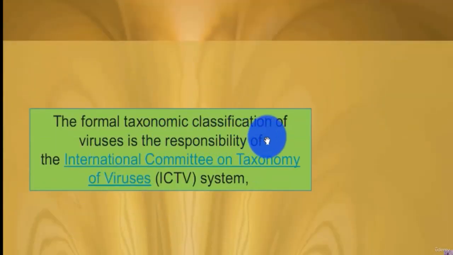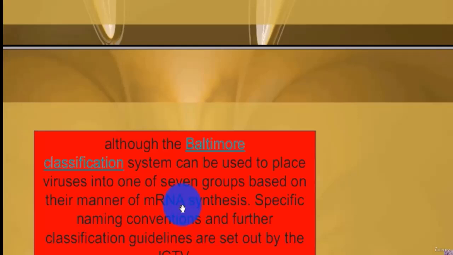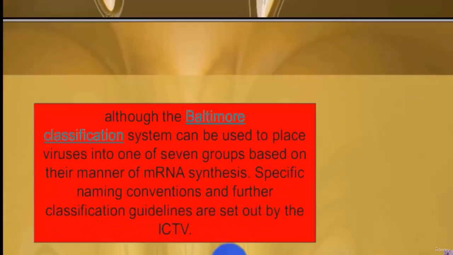The formal taxonomic classification of viruses is the responsibility of the International Committee on Taxonomy of Viruses, ICTV. Although the Baltimore classification system can be used to place viruses into one of 7 groups based on their manner of messenger RNA synthesis, specific naming conventions and further classification guidelines are set out by the ICTV.